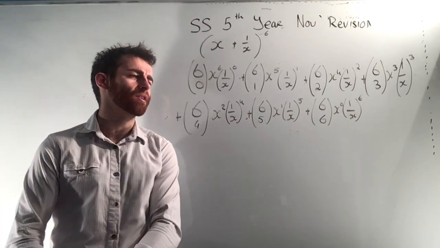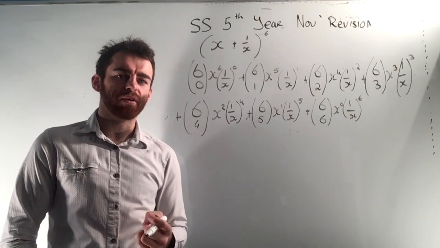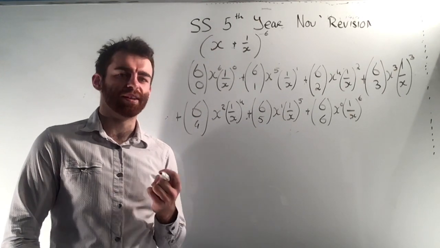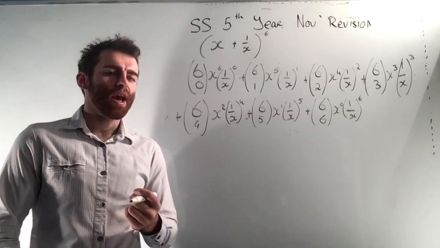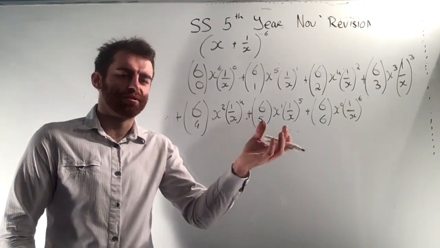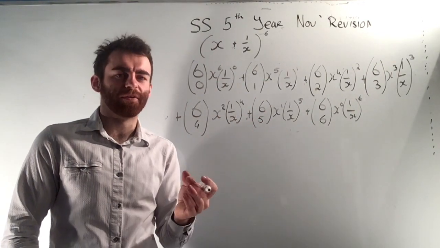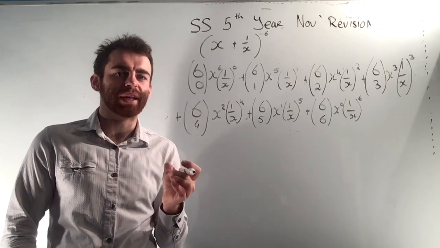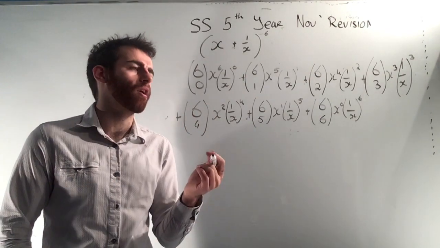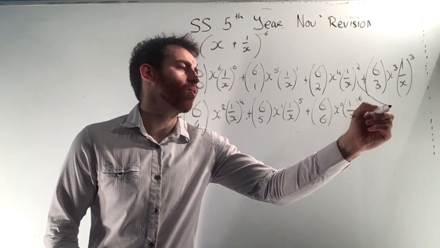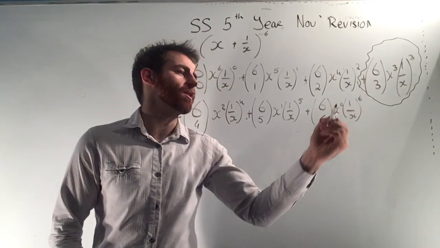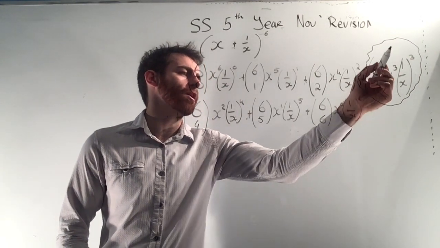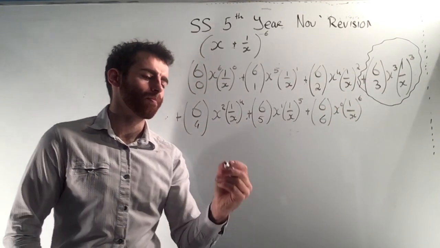At this point you should take a step back and try to figure out which one is going to be independent of x. If you're not 100% sure, there's no harm in trying a few of them, try and simplify a few of them, because you'll figure out pretty quickly whether they are independent of x or not. In this case, the one we're looking for is this one: 6 choose 3, x to the power 3 times 1 over x to the power 3.